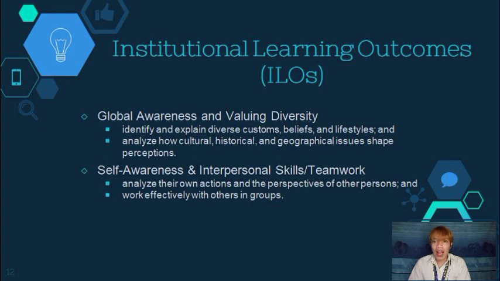Then, in global awareness and valuing diversity, they should identify and explain diverse customs, beliefs, and lifestyles, and analyze how cultural, historical, and geographical issues shape perceptions, and in self-awareness and interpersonal skills or teamwork, they should analyze their own actions and perspectives of other persons and work effectively with others in groups.